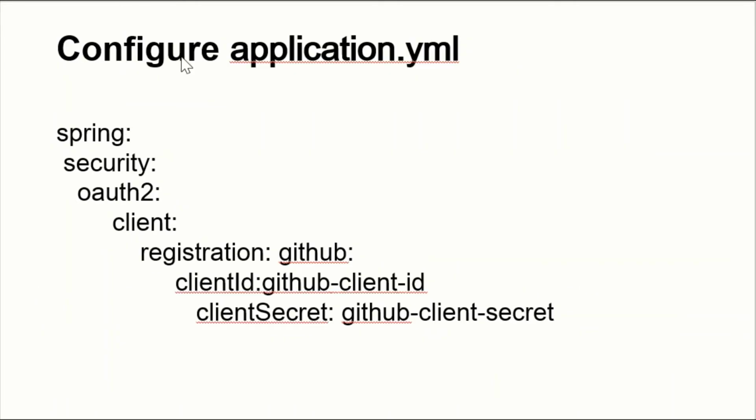Here is how to configure application.yml, like Spring Security or the client registration. So it's GitHub, with client ID and client secret here. All the ID and the secret have to be defined here, in application.xml or application.yml, whatever configuration we're using.